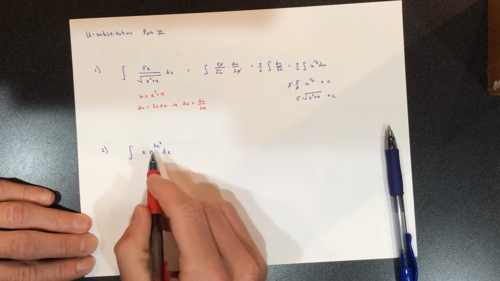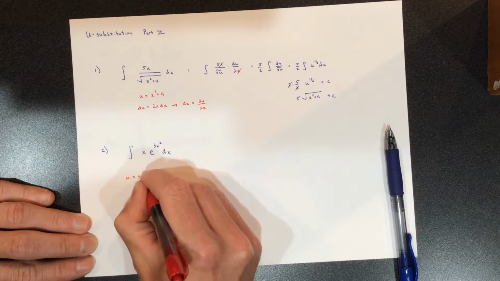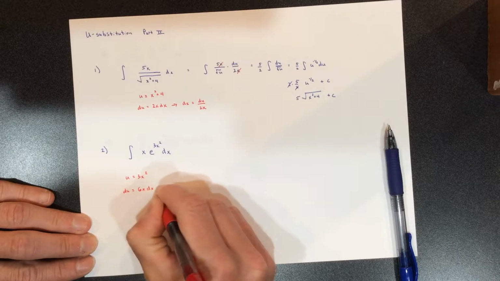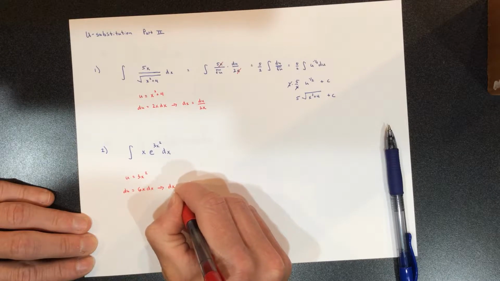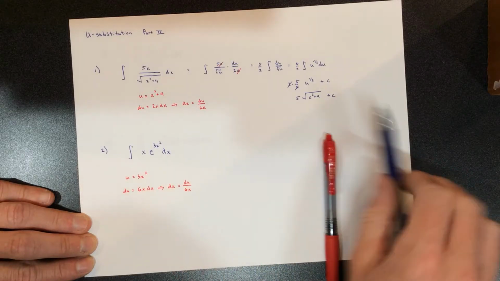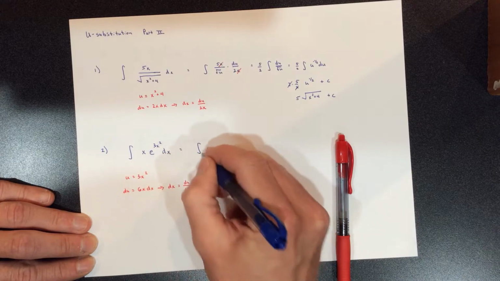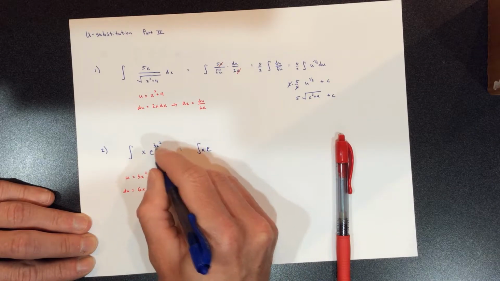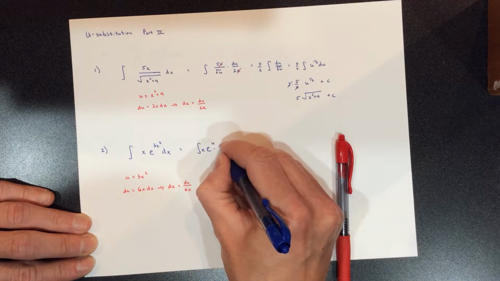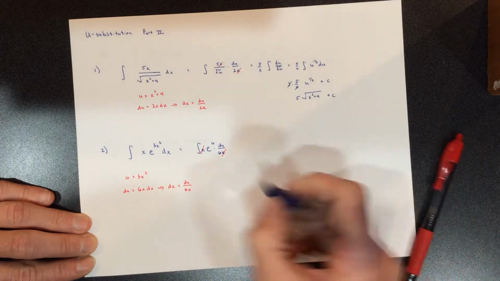The big rule here is e to the u du. So that means that's our u. So u is 3x squared. That means du is 6x dx, which means that dx is du over 6x. Okay, let's make that substitution. Integral of e to the u, oh, my x, don't forget that x, e to the u, and then instead of dx, I'm going to write du over 6x, the x's cancel.